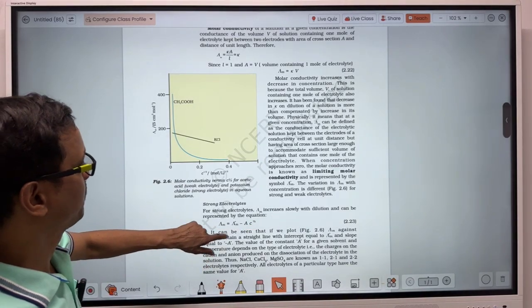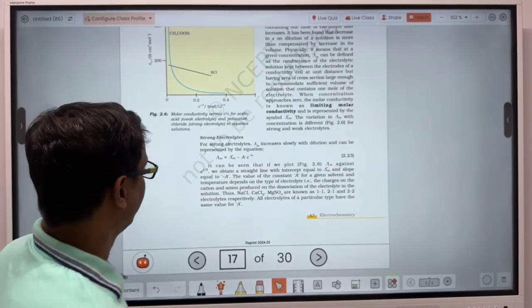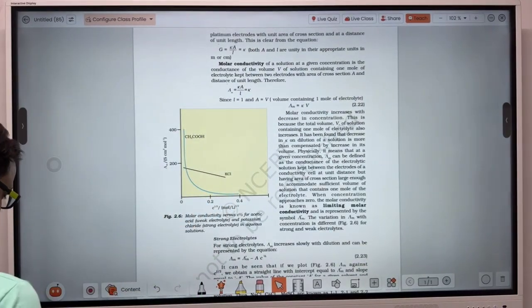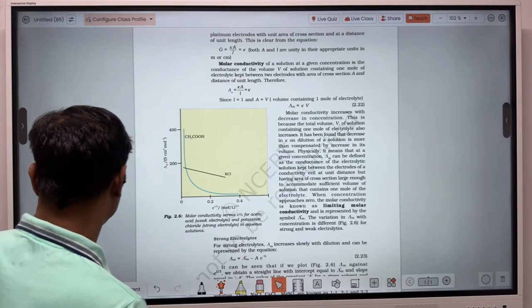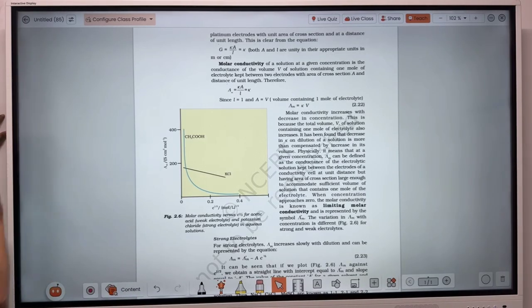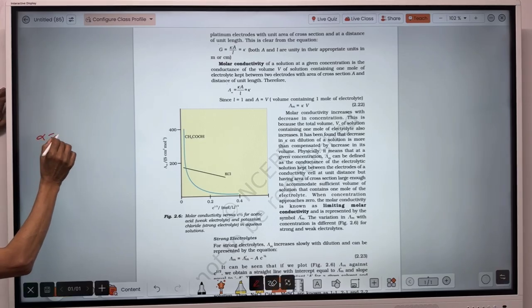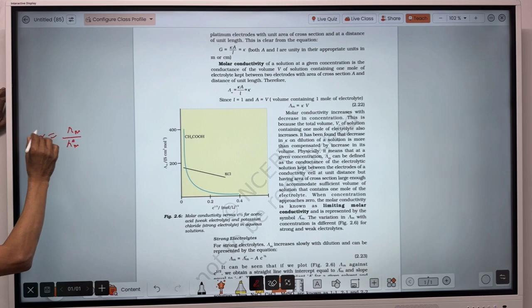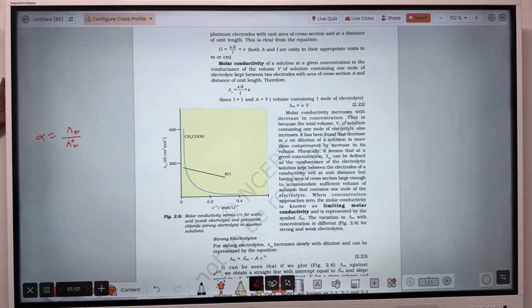I hope there is no problem in this topic. And yes, about the weak electrolyte, what happened here? That was for a strong electrolyte, and for a weak electrolyte, alpha is lambda m upon lambda degree m. Alpha is the degree of dissociation.